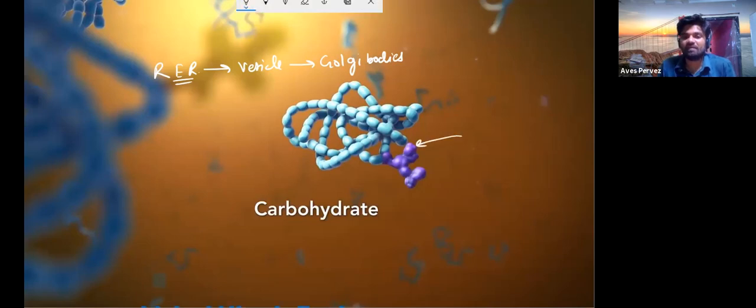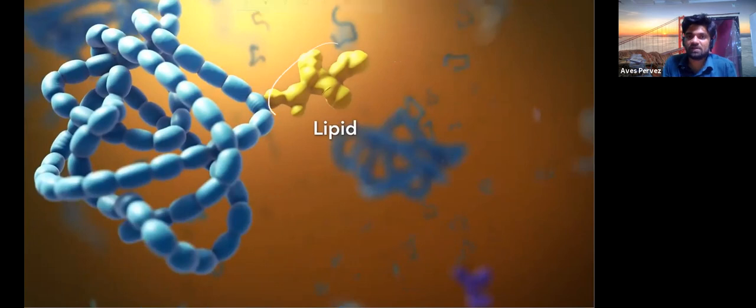like we have lipids. So lipid is being added to this protein molecule, and carbohydrate is being added to this protein molecule to make it more advanced, or we can simply say to make it usable, so that the cell can utilize it.